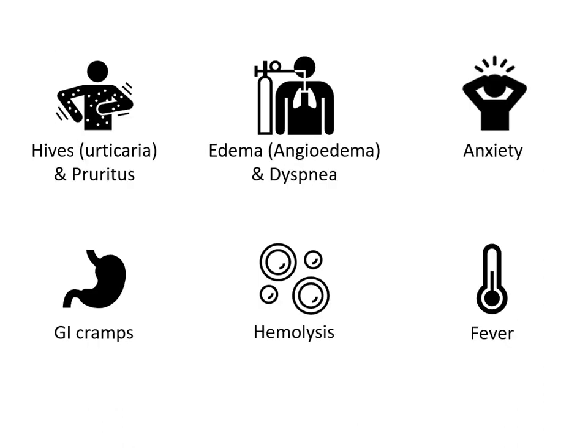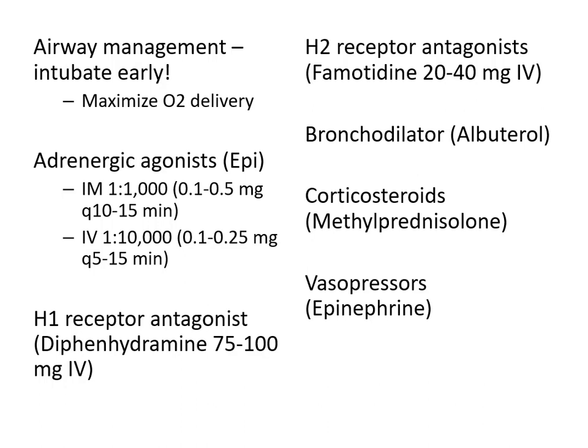Anaphylactic shock is characterized by urticaria and angioedema, but you can also see symptoms of anxiety, GI cramps, hemolysis, and fever. In terms of management, it's important to consider early intubation to maximize oxygen delivery. You want to consider early intubation because as anaphylactic shock progresses, the angioedema can potentially become worse, making it difficult to intubate down the road.